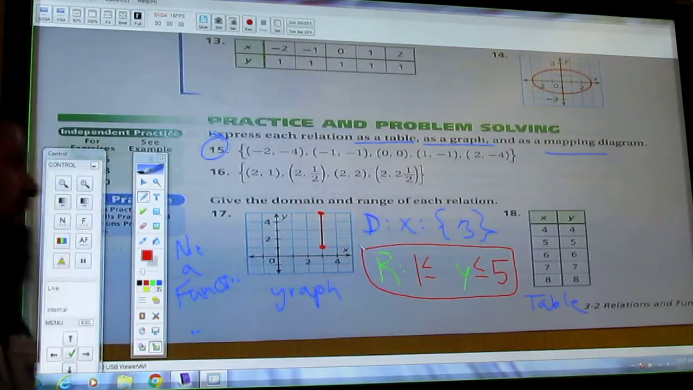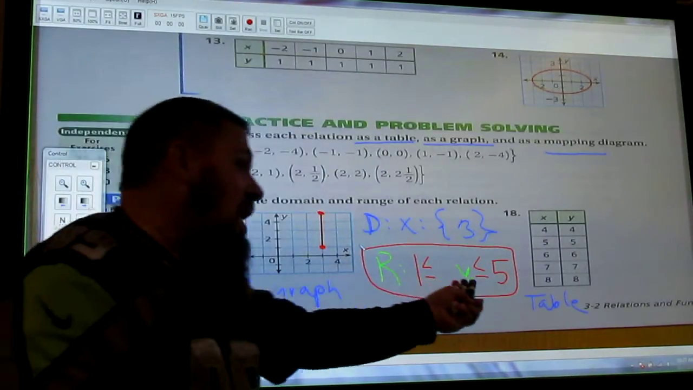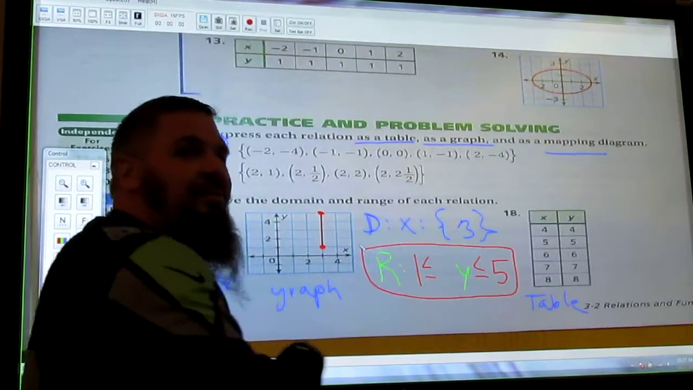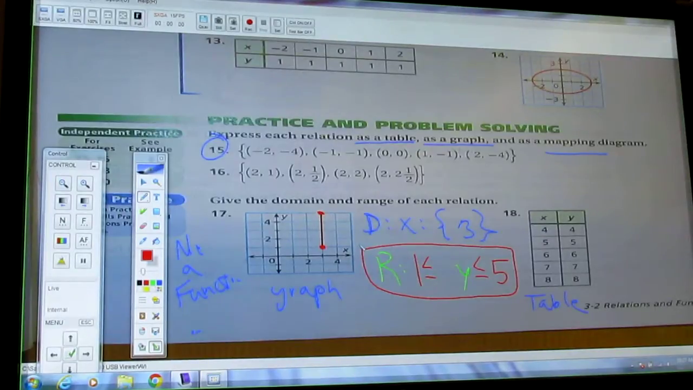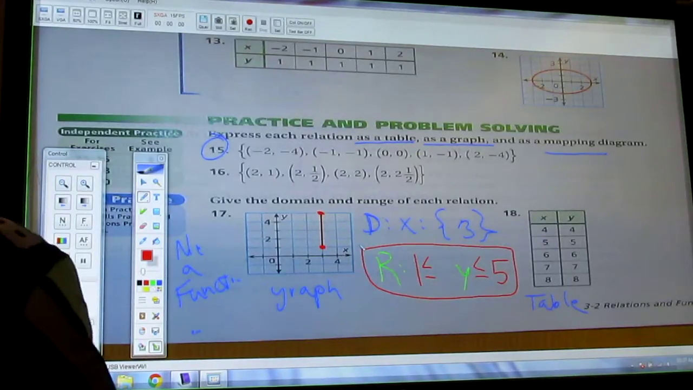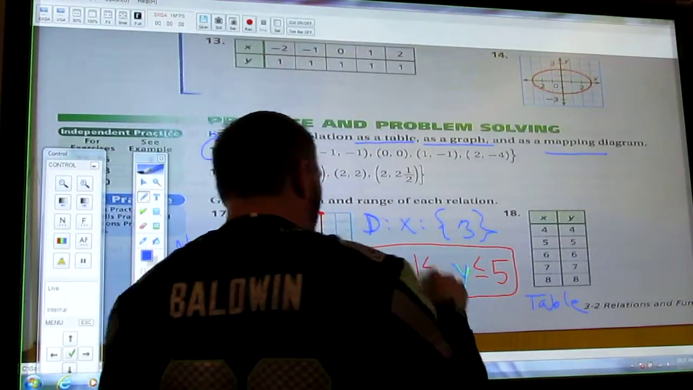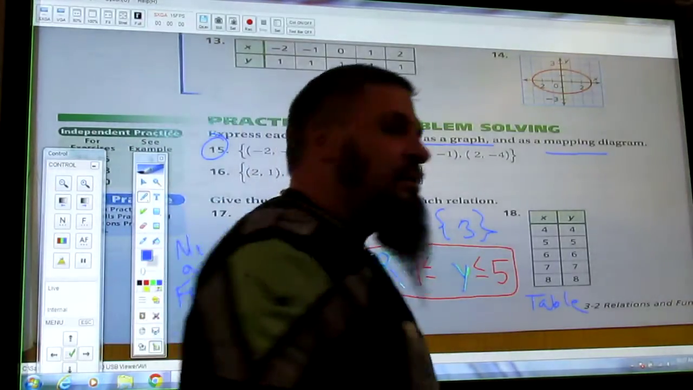Now, the range is y, where y is less than 5 but greater than 1. I forgot to put mine. Just in case you can't see, this is y, this is r. Alright, next. Let's do table 18 real quick.